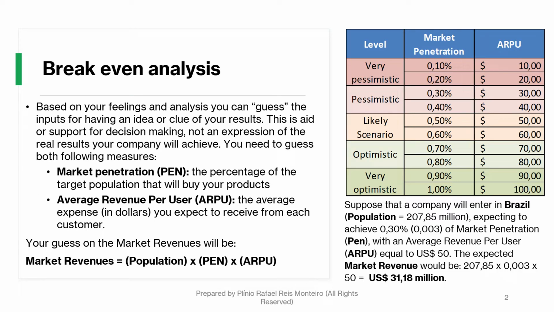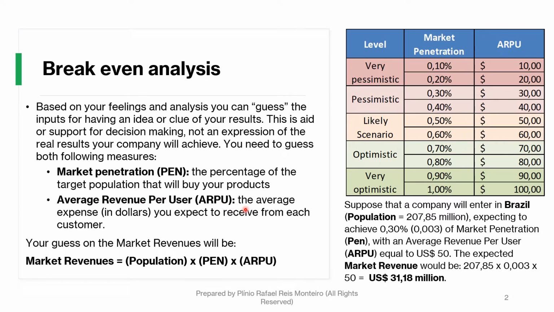First, you need to use this approach just to aid your support and decision making. And this is really important: it's just a support. It's not something that will really happen in the target market. To make this assumption, you can test two different numbers. That is basically the market penetration of your products, the percentage of people in the target market that will use your products. And also you need to estimate or guess your average revenue per user.